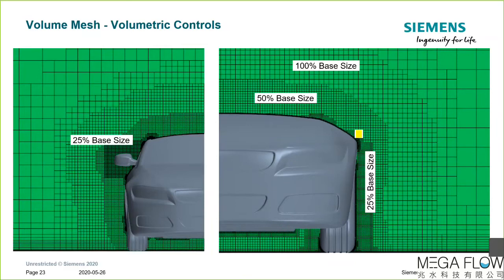At the end of the day, the solving time is smaller with the trimmed cell mesher. That's why the trimmer is still the first choice, at least for the time being. Okay, enough said about the poly mesher.